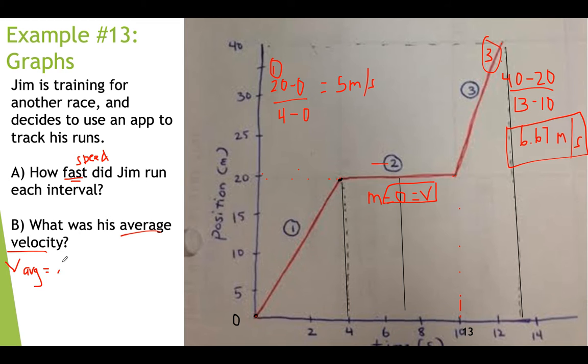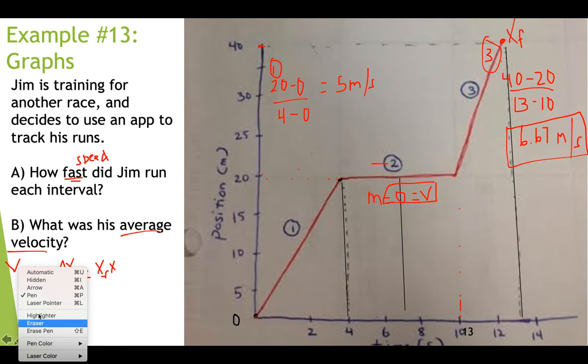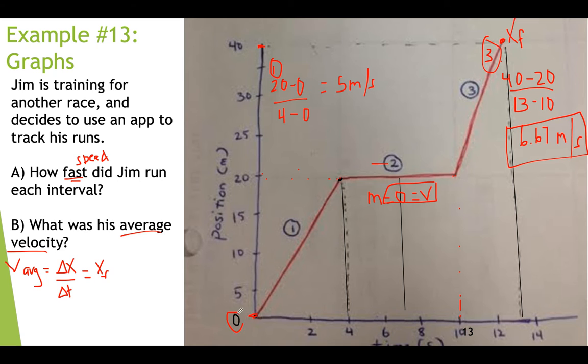So the average velocity is going to be the change in the object's position, delta x, over delta t, the change in time. So we need to figure out what our final position is. Our final position, x final, is where we stop recording on our graph. So the final position is going to be 40 meters. And our initial position, we can tell and assume from this graph that it's 0, right? We begin at the origin where the position is 0.